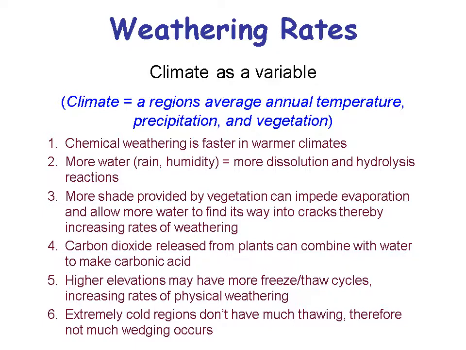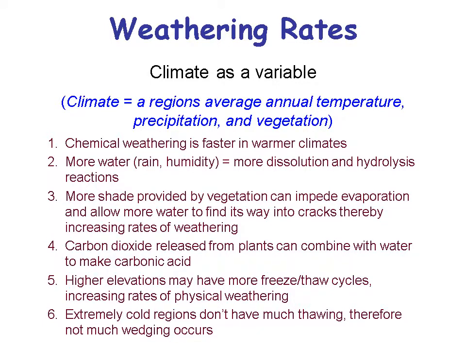There's more rain, more water, humidity, therefore more dissolution and hydrolysis in warmer climates. There's more shade provided by vegetation in some climates, which can impede evaporation and allow water to find its way into cracks and increase rates of weathering. Carbon dioxide is released from plants that combine with water to make carbonic acid. So the more vegetation you get, the more carbon dioxide is released, and therefore you can get some more carbonic acid.